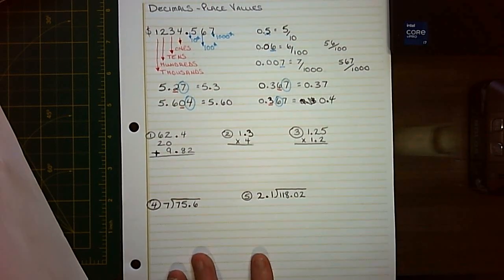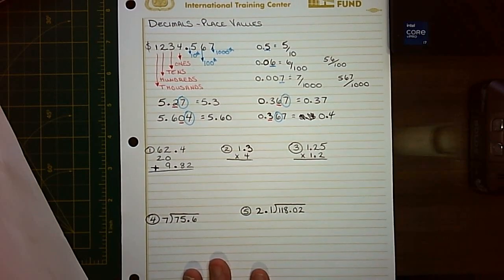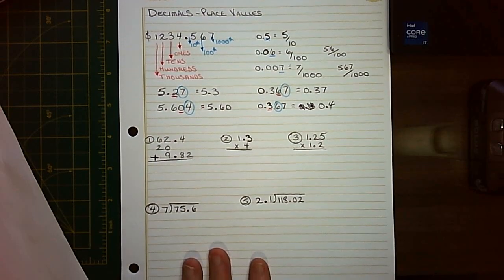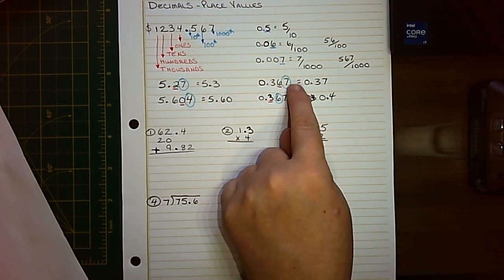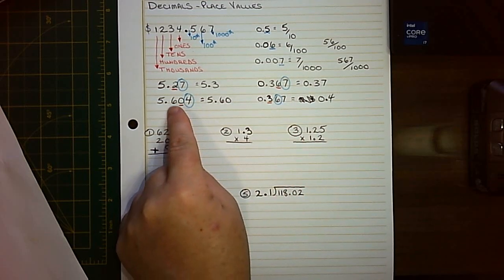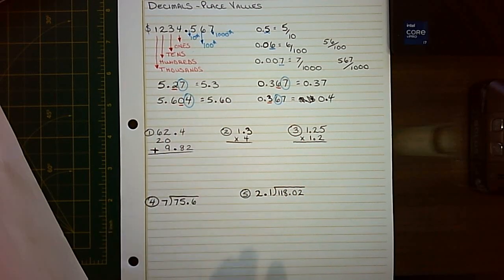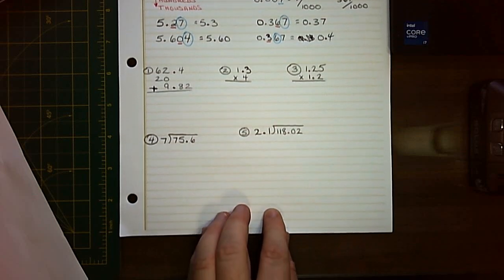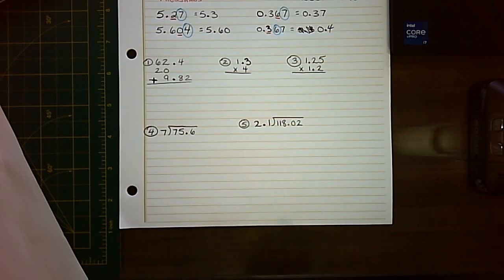So this was what we went over, just for the sake of being on camera, right? We talked about place values, rounding up, right? Utilizing the number directly to the right. And now we're going to get into adding and subtracting of our decimals.